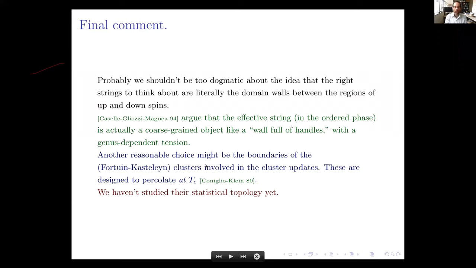And moreover, another reasonable choice that we might make for the strings is the boundaries of the clusters involved in the Monte Carlo cluster algorithm. A reason that I say that is that these walls are designed to have their percolation transition right at the Ising critical temperature, in contrast to the walls that I've been talking about, which have the percolation transition elsewhere. So I think it'll be interesting to study the statistical topology of these walls as well, and maybe those do have the zero crossing right at the Ising critical point.